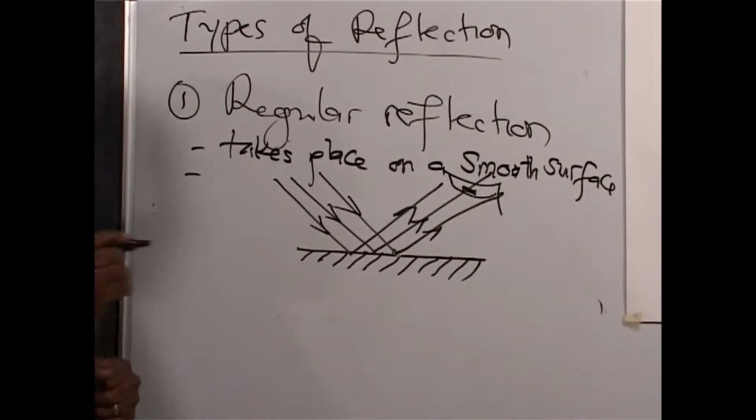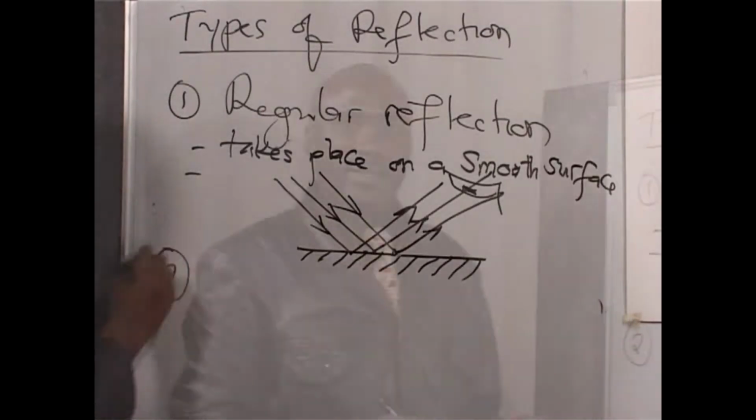Now, let's look at the other type of reflection. The second type of reflection is called irregular or diffuse reflection. Now, it is just the opposite of the first one, regular reflection. This one takes place on a rough surface, such that when the rays strike the surface, they scatter. They do not go in one direction. That's why when light strikes a rough surface, a rough object, this object would not appear to be shiny.